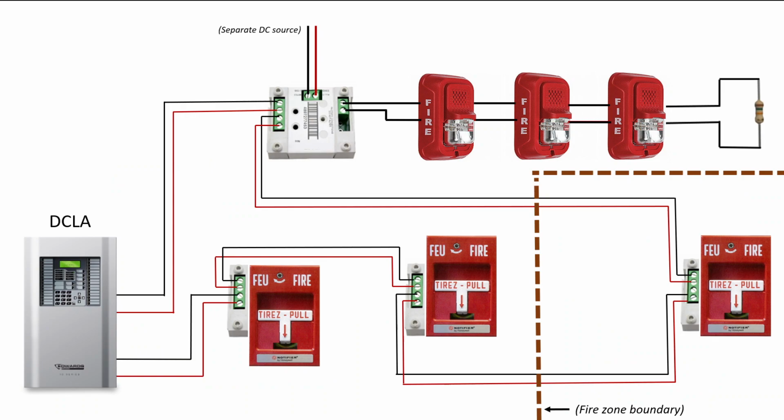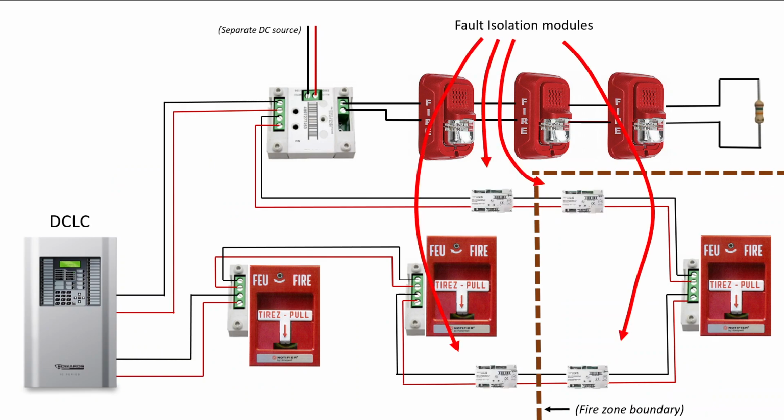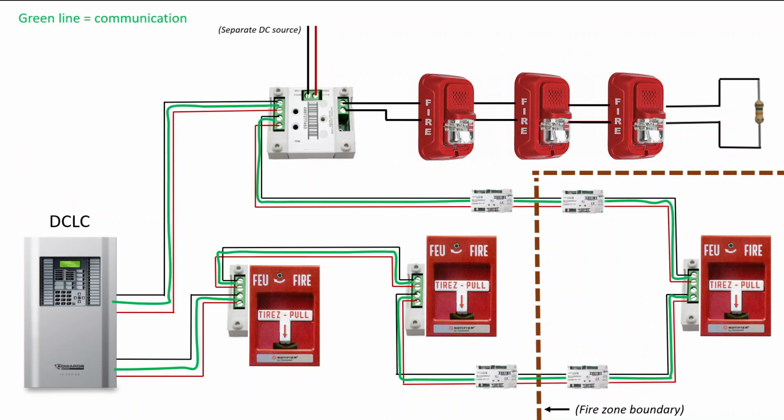So on our original installation, we would then add 4 of these fault isolation modules, one before and one after the firewall. Now, the name will change. We have a DCLC system, and a DCLC is simply a DCLA with fault isolation modules. So now we have communication between everything. Let's go through the same scenario. Fire in the room, wires short together.